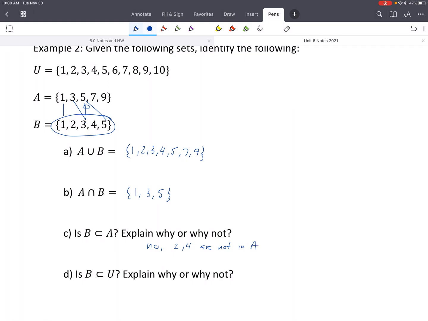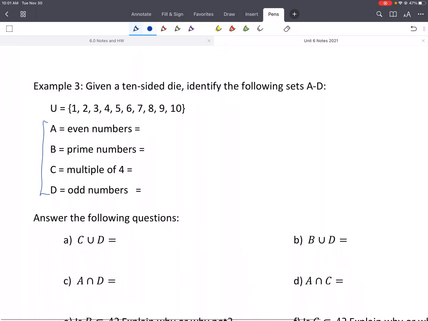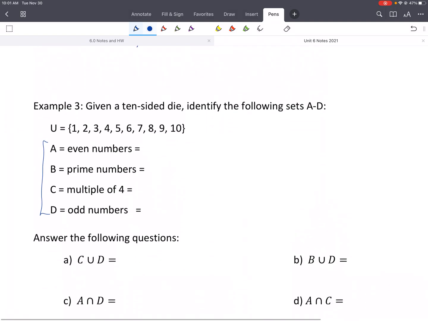Okay, is B a subset of the universal set? So is all of B also in the universal set? Yeah, you bet. Okay, 1's in there, 2's in there, 3's in there, 4's in there, 5's in there. Okay, all of B is in U, the universal set. Okay, so we'll talk about this first, and then I want you to try those last examples, and then you'll be set to go.